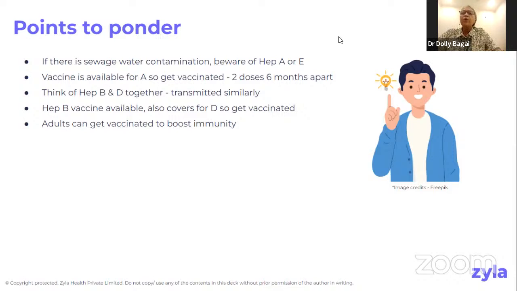If there is sewage water contamination, beware of hepatitis A or E. Vaccine is available for hepatitis A. So please get vaccinated. 2 doses, 6 months apart.